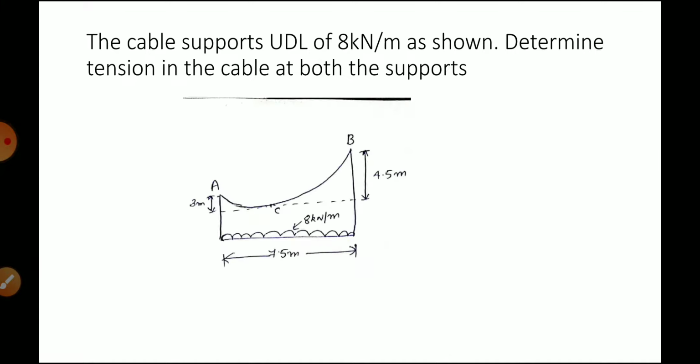Okay. Now, a cable suppose UDL of 8 kilonewton per meter as shown. Determine the tension in the cable at both the supports. So again, a cable with supports at two different levels is given to you and a UDL of 8 kilonewton per meter is running along its entire length. Length is given in the figure as 7.5 meter. You are asked to find out the tension developed at both the endpoints. That is, you need to find out TA and TB. Okay, and it is given in the figure that the value of H1 is 3 meter and the value of H2 is 4.5 meter.